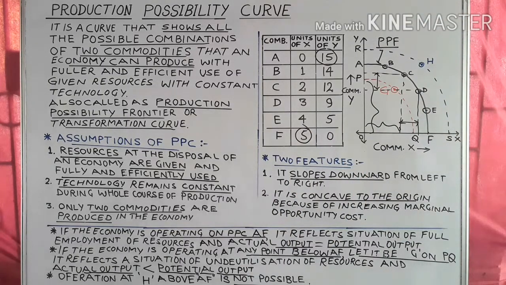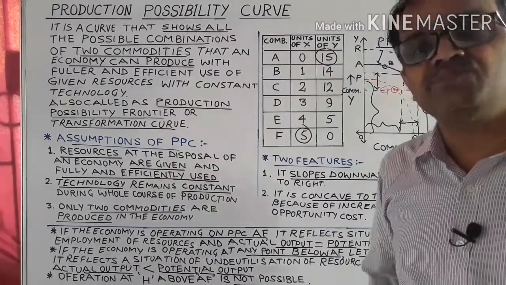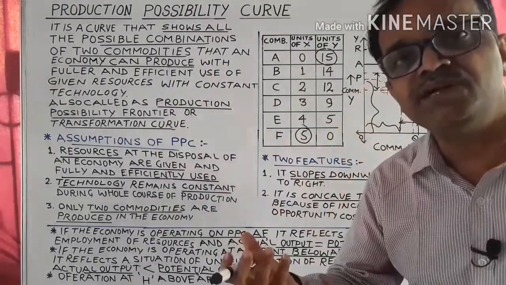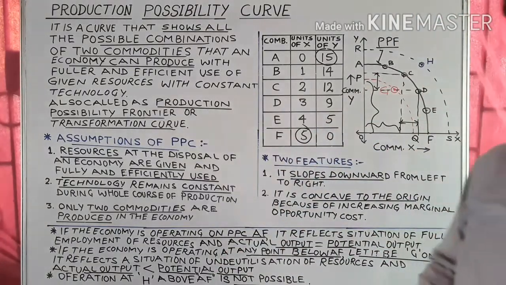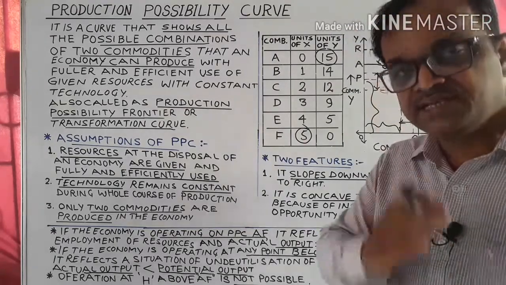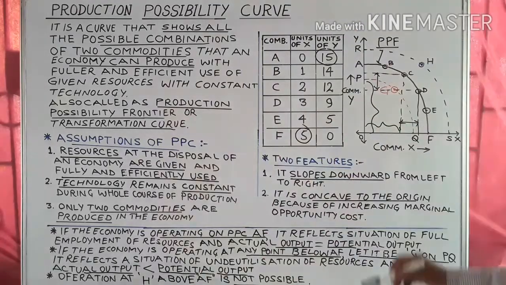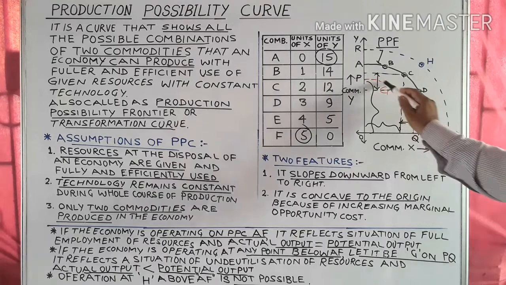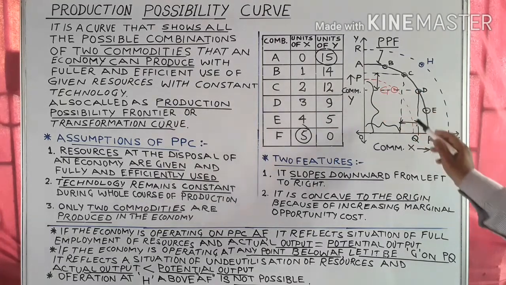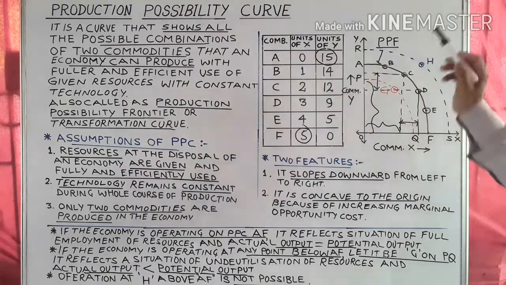Now the third situation is the operation of the economy at a point H above this production possibility curve AF. This is practically not possible because the economy is already at the full employment level, and that cannot be achieved at this level. This may happen if and only if there is a growth of resources. Now these are three situations. First is the full employment, that is AF. Second is the underutilization of resources, that is PQ, and this RS is the growth of resources.